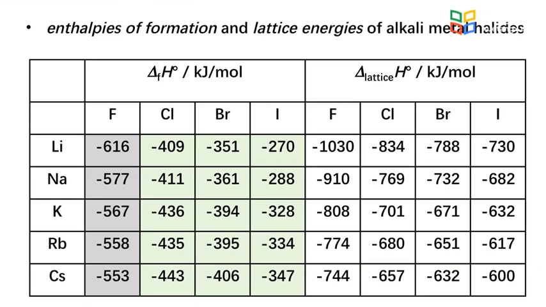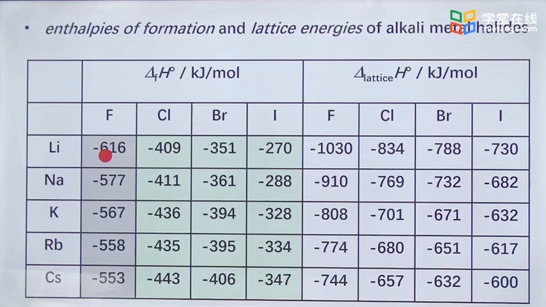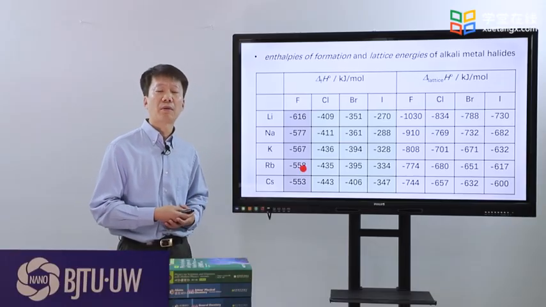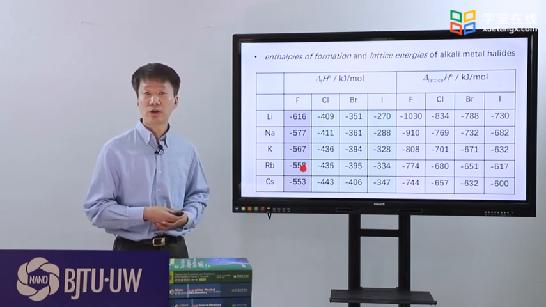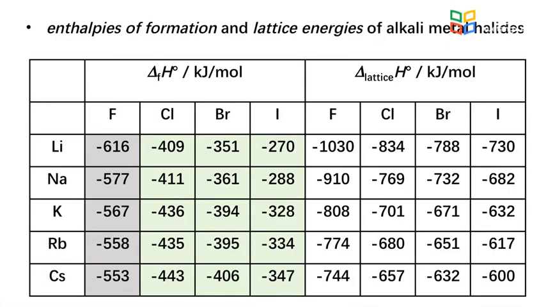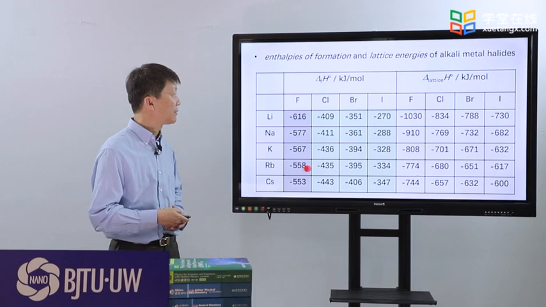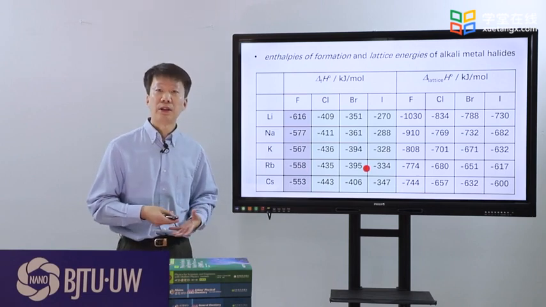The enthalpies of formation and the lattice energy of alkali metal halides are summarized in the table. From the table we notice that for fluorides, values of the enthalpy of formation become less negative down the group. For chlorides, bromides, and iodides, the reverse trend is true. For a given metal, the enthalpy of formation of the halide becomes less negative. See the values from left to right in each row.